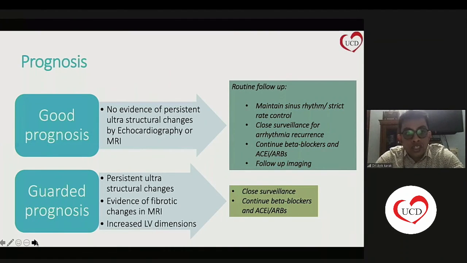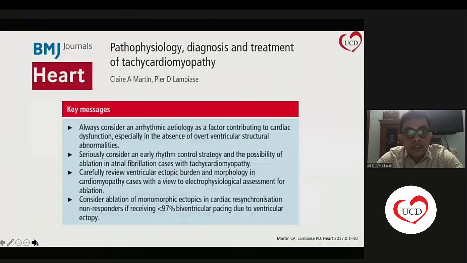We look into the prognosis in patients without evidence of persistent ultrastructural changes by echocardiography or MRI. Definitely it is good prognosis, and it should be followed up by maintaining sinus rhythm or strict rate control. Close surveillance for arrhythmia recurrence is mandated, and continue the beta blockers and ACE inhibitors and ARBs. Follow up with imaging. In patients with persistent ultrastructural changes with evidence of fibrotic changes in MRI and persistently increased LV dimensions, the prognosis is definitely guarded, and a close surveillance with continuation of optimal anti-heart failure medications is mandated along with adequate management of the tachycardiomyopathy.